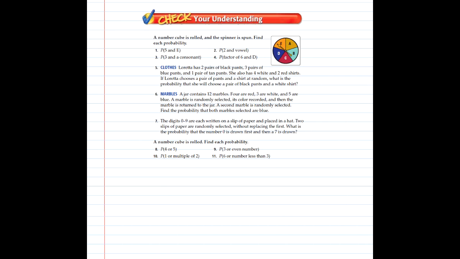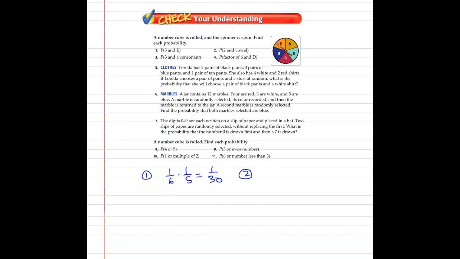Check for understanding. A number cube is rolled and the spinner is spun. Find each probability. The probability in number 1 of a 5 and an E. Well, there's 1 five out of 6 possibilities. There's only one E on the spinner, so that's 1 in 5. Independent events, so we multiply together and we get 1 over 30.